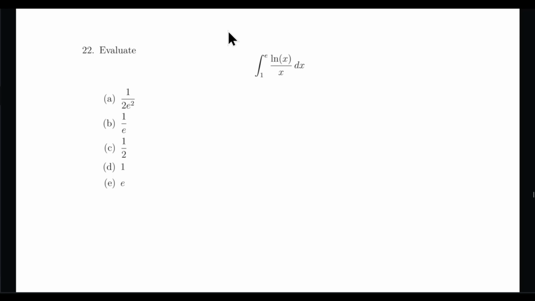Evaluate this. So this again looks like a u sub in this case, although this is a definite integral, but it doesn't really change the approach. So u is going to be ln x. So du will be 1 over x dx. So this 1 over x dx I can just see over here. This is replaced by du. Ln x will be u.